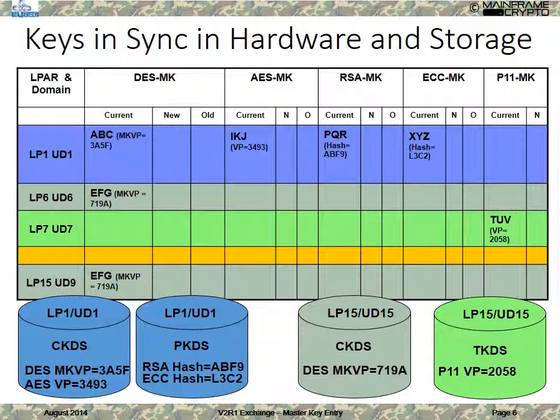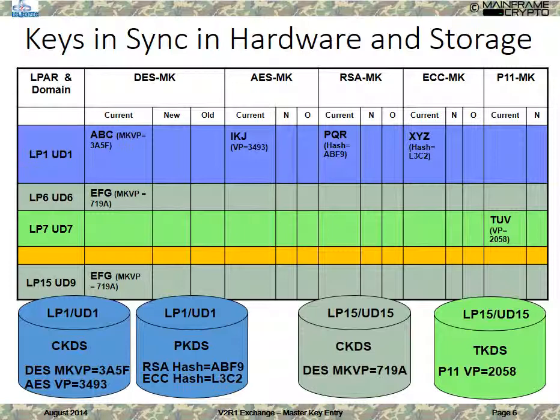When ICSF starts, it will go look at the master key value, calculate the hash of what's in the hardware, and compare that to the value in the header record of the key store. If they're the same, ICSF knows it has the appropriate master key, and it can decrypt the DES keys that are stored in the key store. Same thing with the AES master key. That hash value of 3493 is stored in the header record of the CKDS. The same thing applies to the RSA and the ECC master key. Those are stored in the header record of the PKDS.